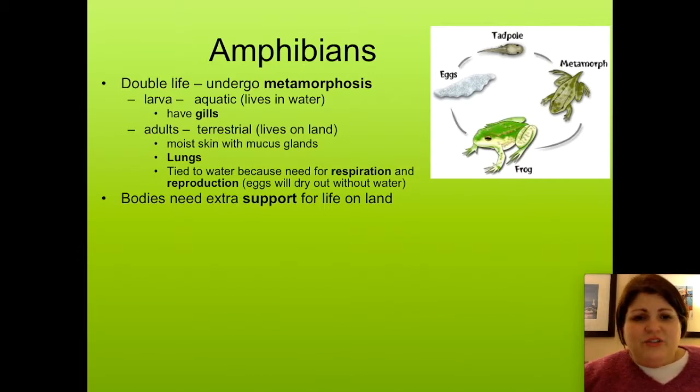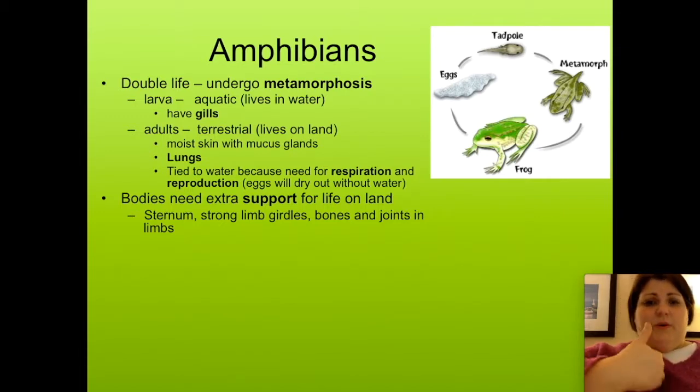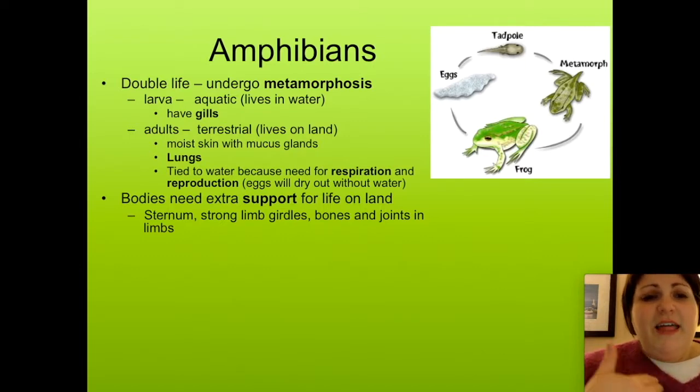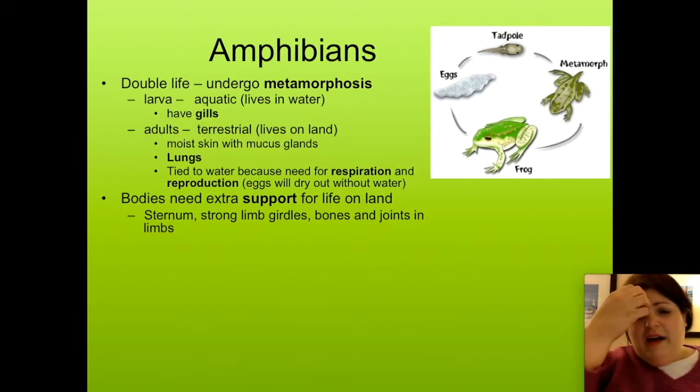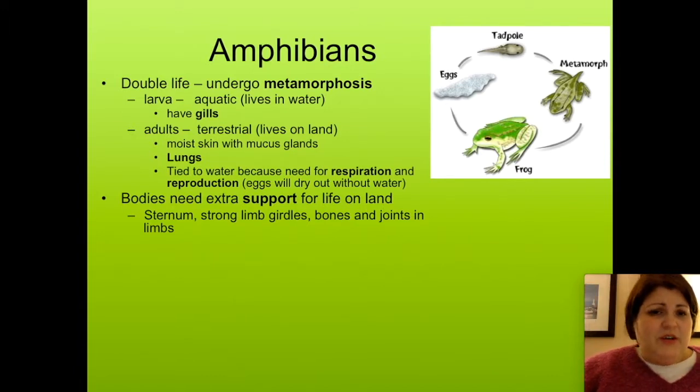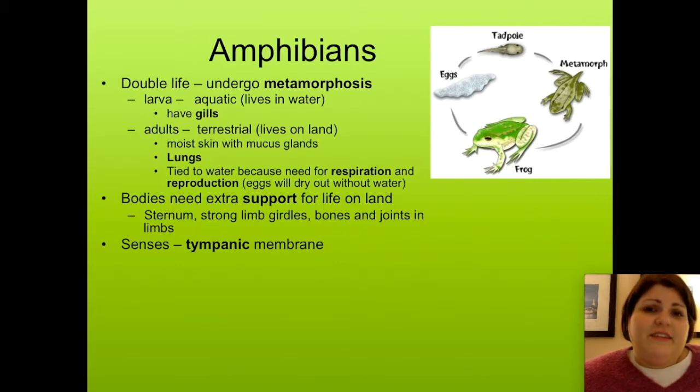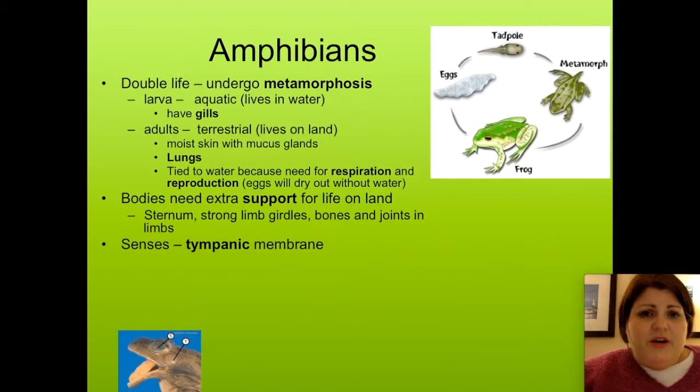Their bodies need extra support for life on land, as I mentioned. So amphibians have a number of adaptations for that. The sternum is the bone that goes right here in between the limbs. That gives them additional support. They also have strong limb girdles, like the scapula, the shoulder blade, and the hip bone. And they have bones with joints in their limbs to help support them as well. Their senses include a tympanic membrane, or an eardrum. If you recall when you dissected a frog in biology, that would be that big circle behind their eye.